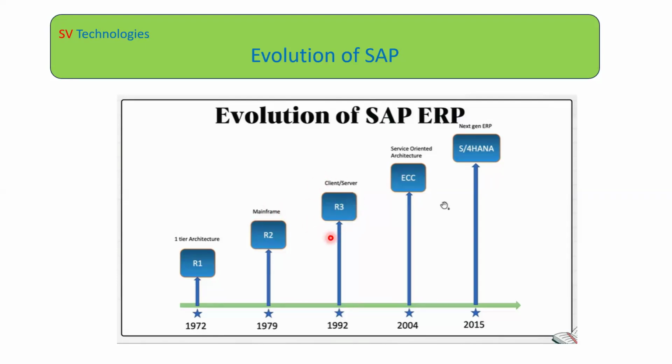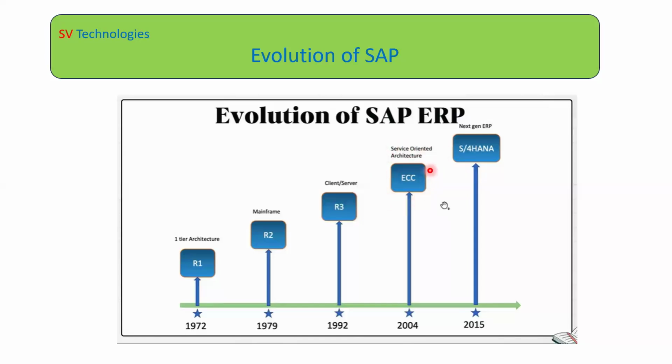Coming to R3, it was divided into three different servers. One server is for development, only development related activities will be done in that particular server. The second server is the quality server, we call it a quality server or testing server. In that second server, only testing will be done. And the third one is the production server, which will be used in real time by the business people. Like that it has been divided. The same structure continues in ECC and S4 HANA.